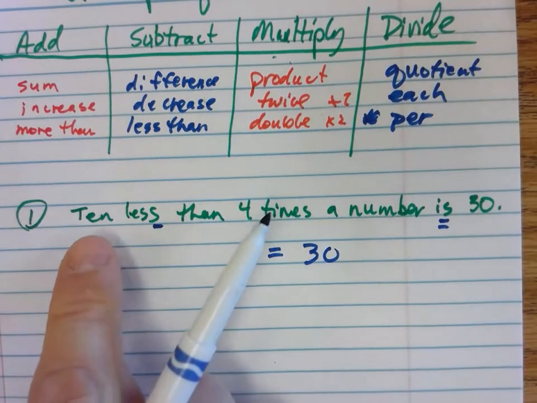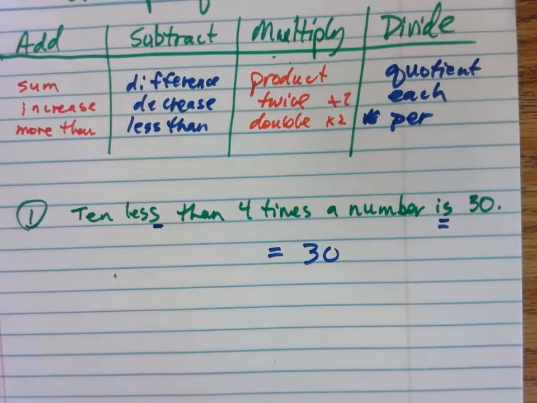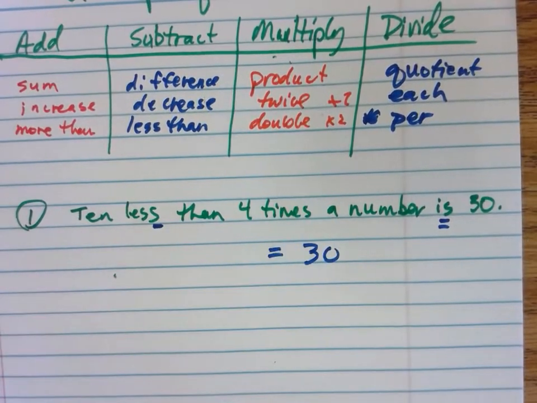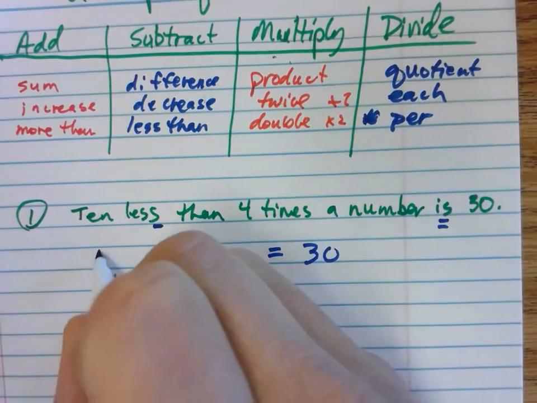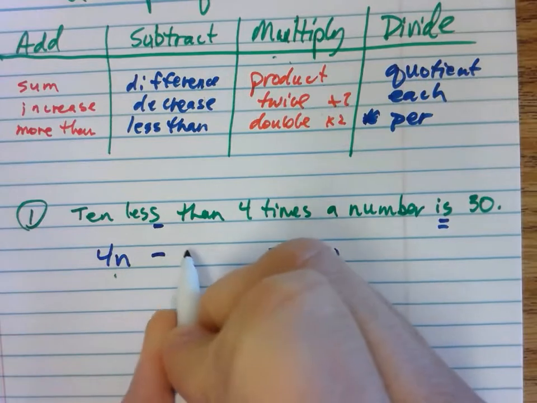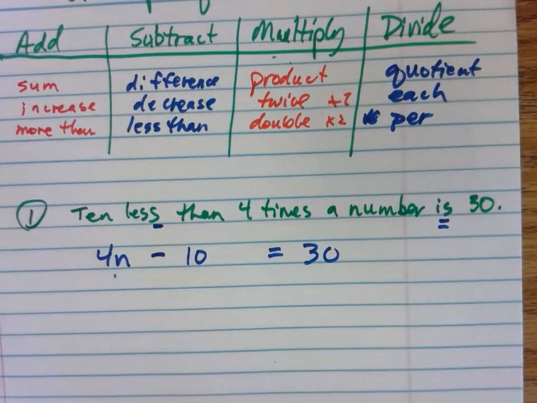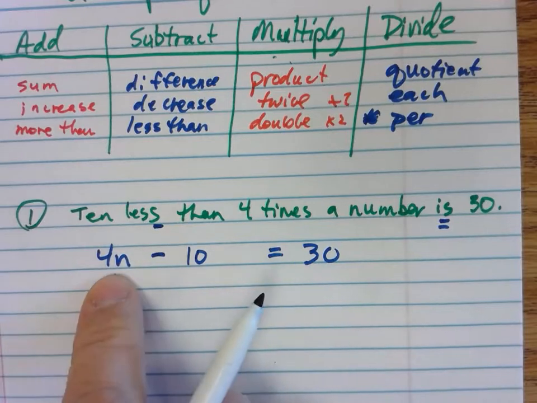Now, if you were going to tell me it was going to be 10 minus 4n, you'd be wrong, okay? Because it says 10 less than 4 times the number. So you have to be careful with the ones that have subtraction in them. It is actually 4 times the number, which you'd write as 4n, and then you do a minus 10. 4n minus 10. If you put 10 minus 4n, you're going to get it wrong.